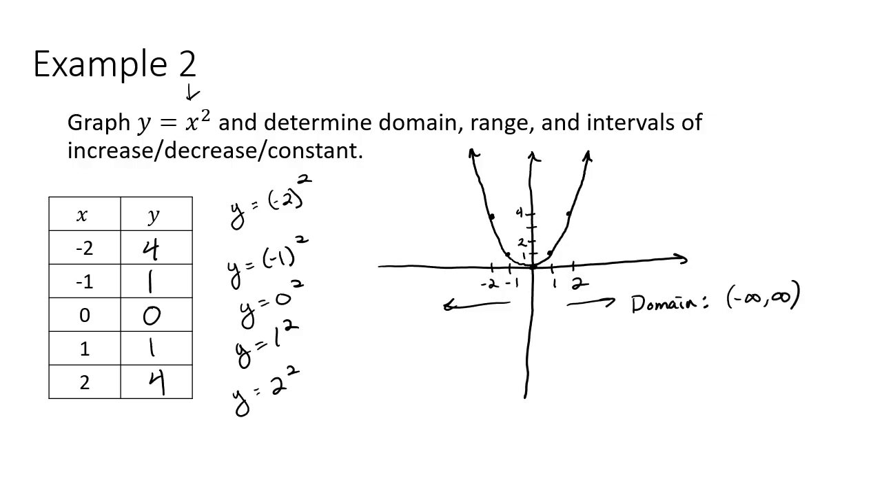So the domain should be all real numbers, which hopefully isn't surprising because we mentioned the fact that polynomials in section 2.1 always have a domain of all real numbers. You never divide by 0 or take the square root of a negative number.